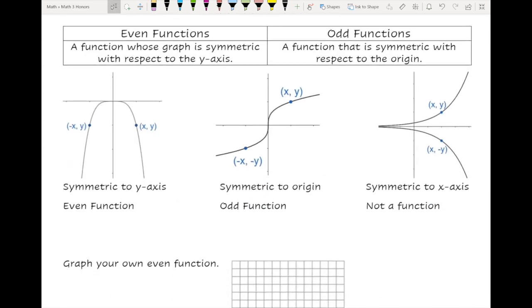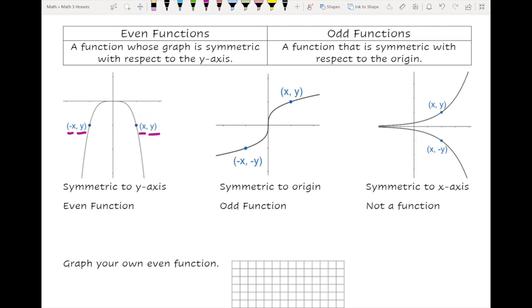It says an even function is a function whose graph is symmetric with respect to the y-axis. So here's my y-axis right here, and it's symmetric, like I could fold it in half over the y-axis and both sides would totally match up. What that means as far as your xy points go, it means your y values are the same, but the x's have a different sign. So like this is the point 1, -1, and this other one is the point -1, -1. The y values are exactly the same, but the x values had their sign change.